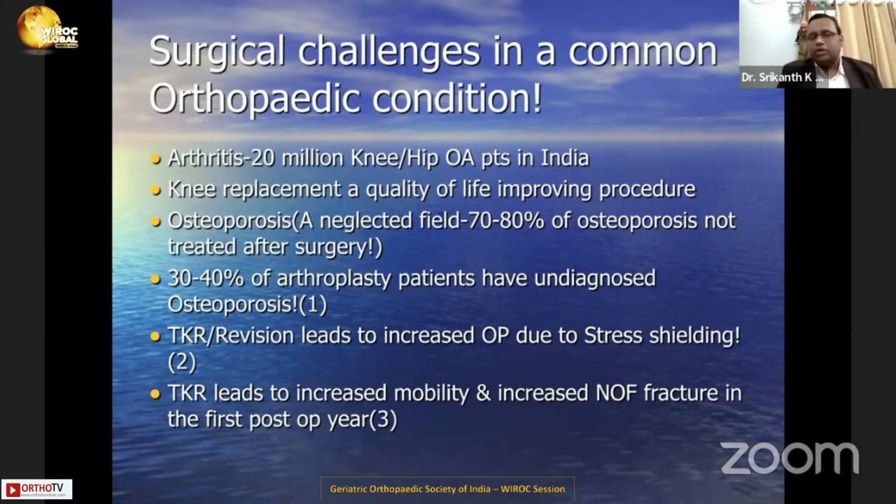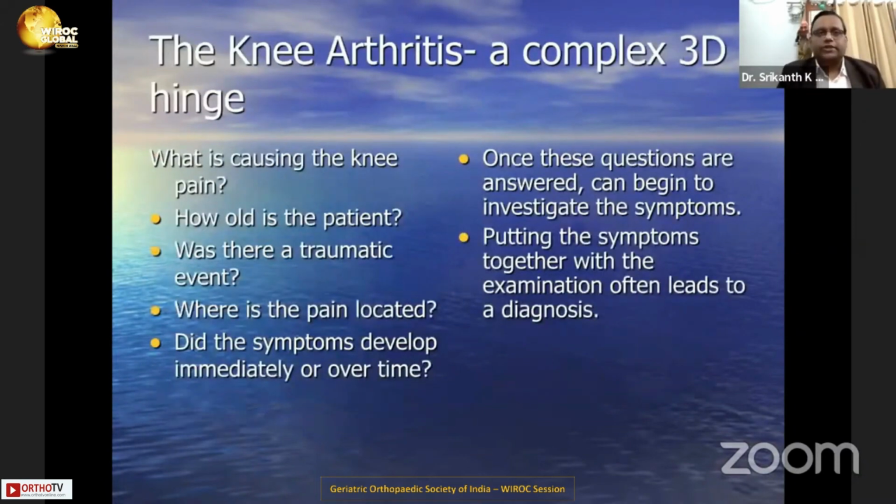The recent publication also shows that total knee replacement and revision knee surgery lead to an increase in osteoporosis due to stress shielding from the implant. And very interestingly, a recent paper showed that after knee replacement surgery, there's increased mobility of the patient and increased neck of femur fracture in the first post-op year. So I think in the first post-op year, these patients should definitely be protected and some kind of osteoporotic cover should be given to them.